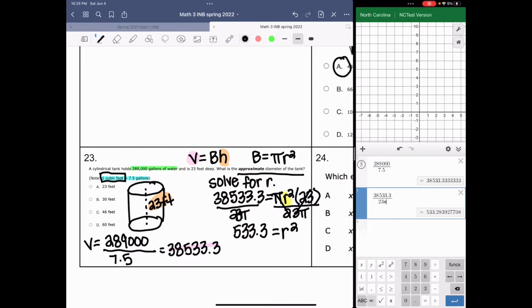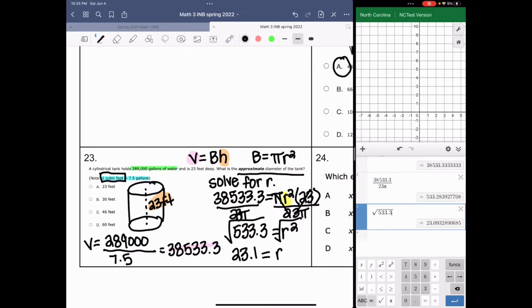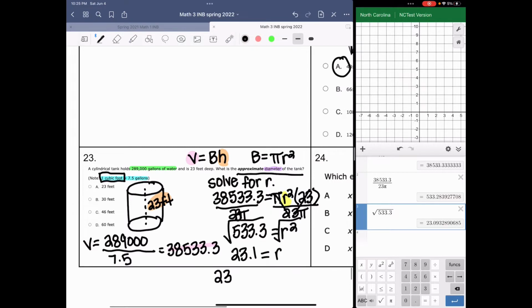Now remember, if we want to solve for r, we're going to take the square root. So I'm going to take the square root of 533.3, and I get that r is approximately 23.1. But the question doesn't want just r. The question wants the diameter. It doesn't want the radius. So I'm going to multiply that by 2. So if we multiply that by 2, we got 46.2, so approximately 46.